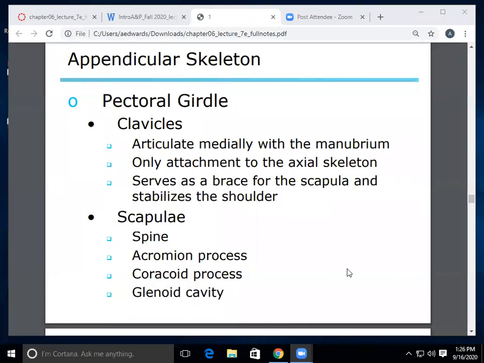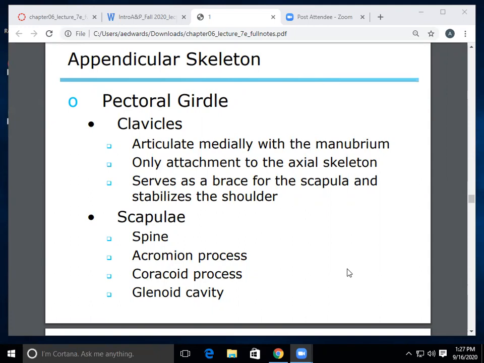With the pectoral girdle, this is part of the appendicular skeleton. I've got a list on this side. Sorry, this is column. I know I wrote it small, but it's vertebral column. This is the clavicle and the scapula. Your clavicles articulate with the manubrium of the sternum. That's the only attachment we have to the axial skeleton. It braces the scapula and stabilizes your shoulder.